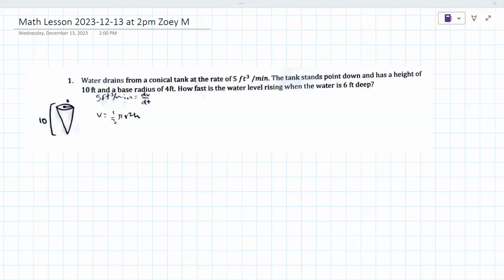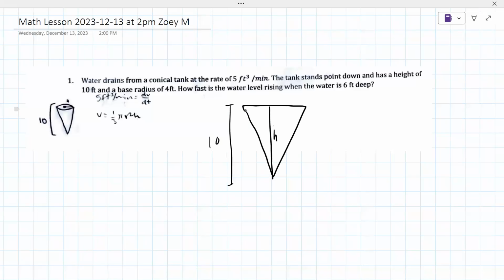So the problem with this is that you're taking the derivative with respect to two variables, which is no good. So you have to figure out how volume and radius are related. Usually you end up drawing a triangle, a slice cross section of it. You've got the height, and the whole height is 10, and then you have the radius, and the whole radius is 4, like that.